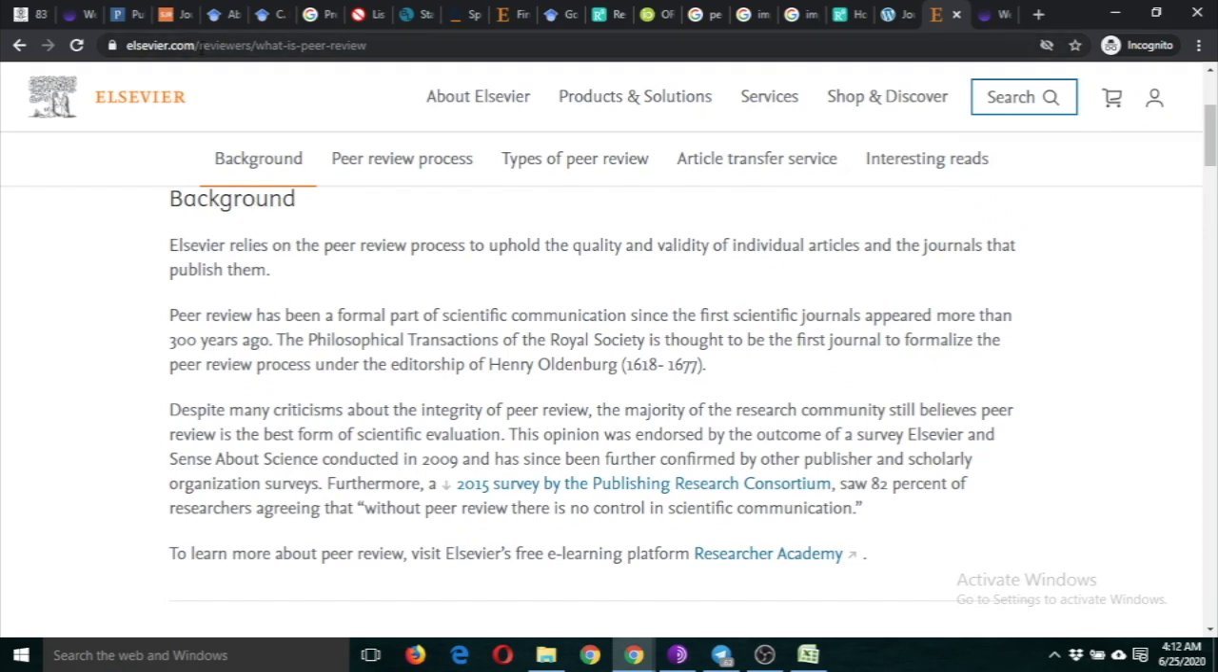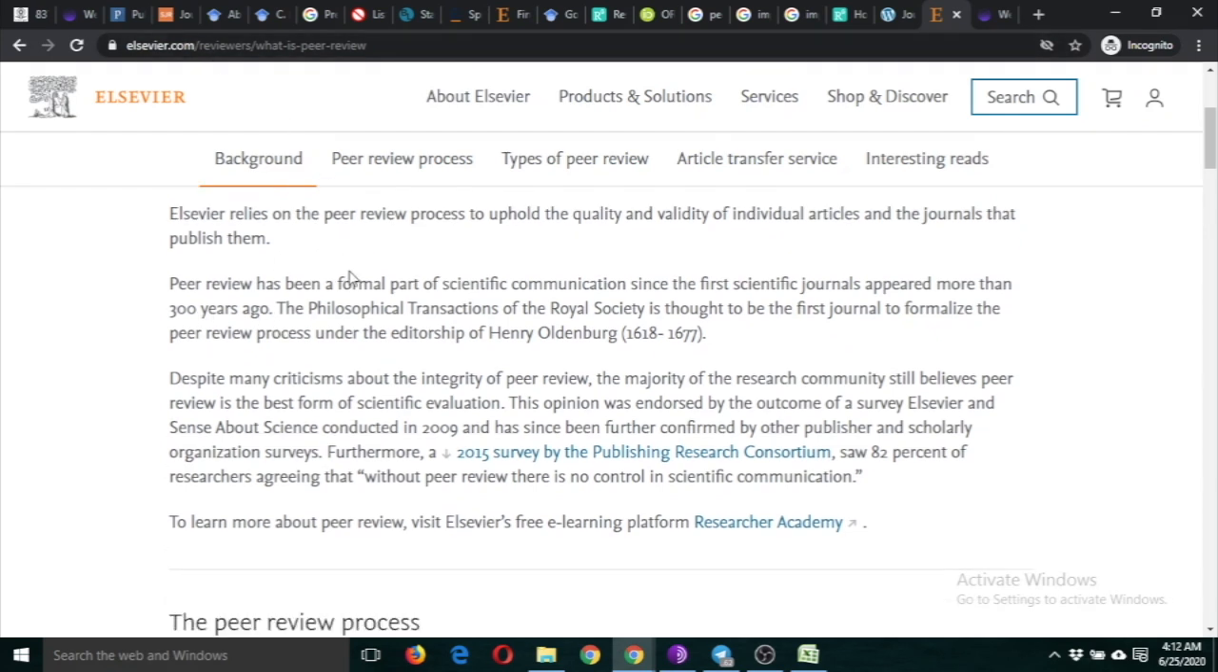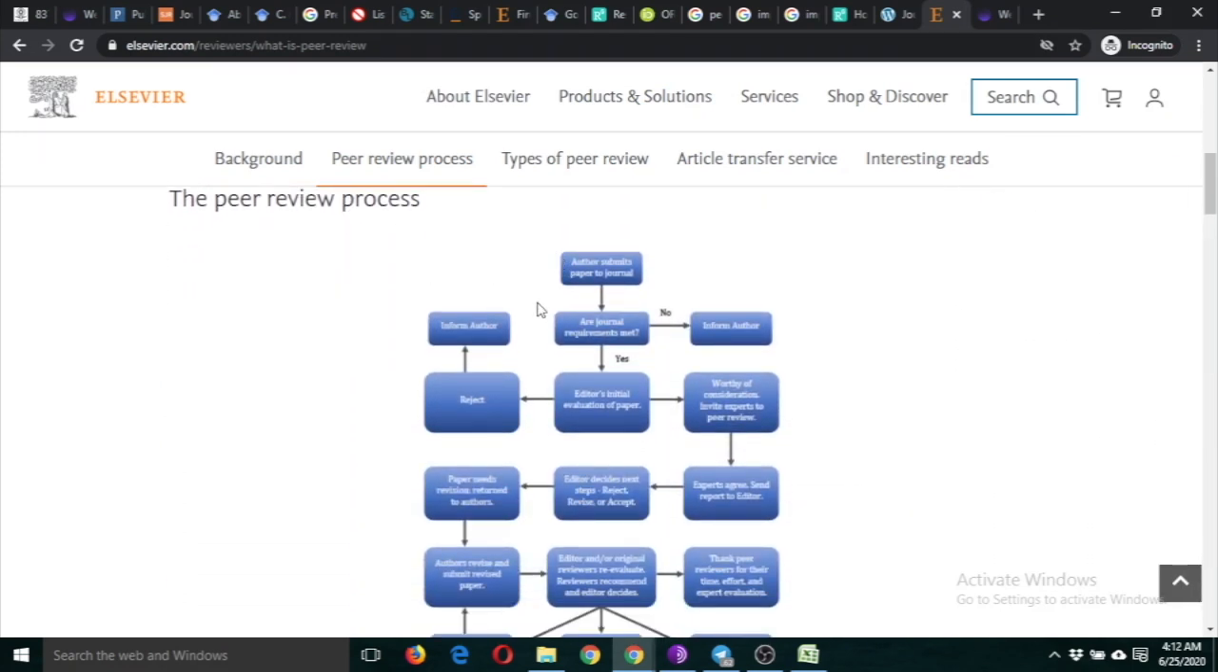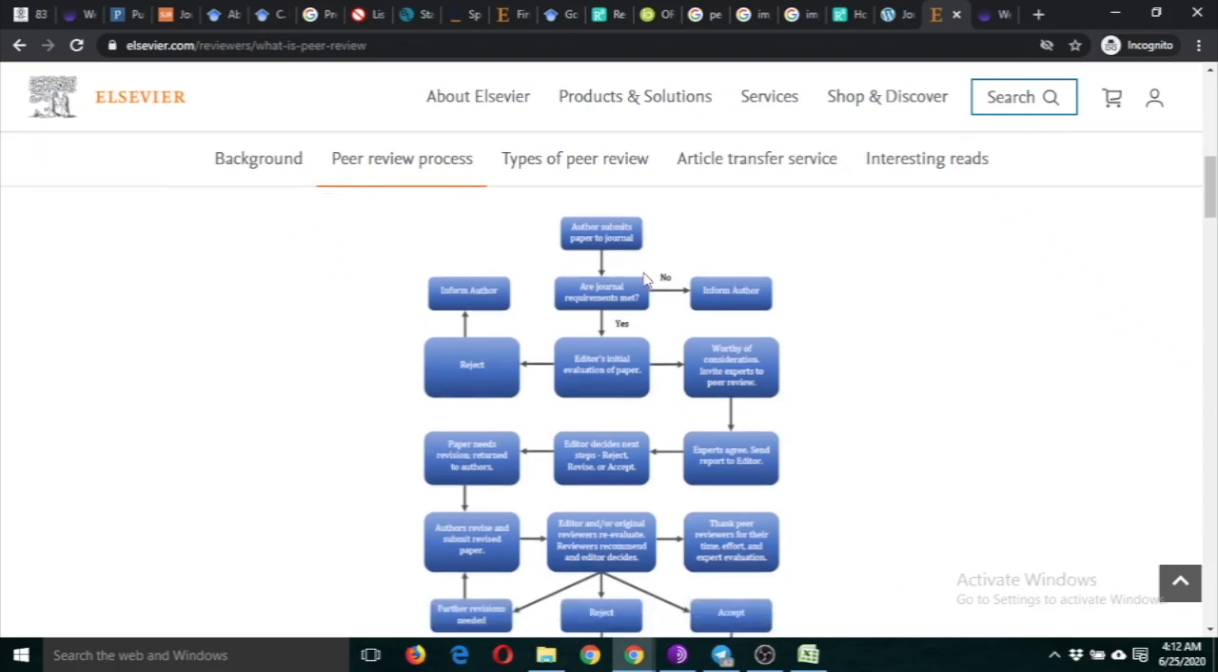I am using the elsevier.com site to explain this peer review process. The steps are like this. The author submits the paper to the journal. Before going to the editor, a pre-process is carried out. If the general requirements are not met, the author is informed, and if it meets the general requirements, then it goes to the editor.